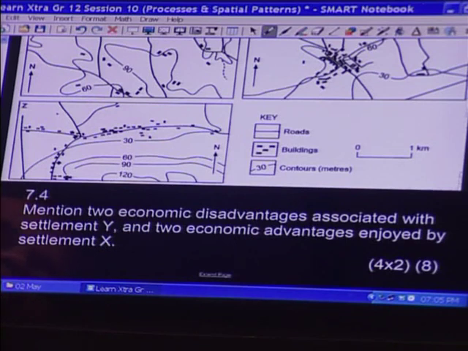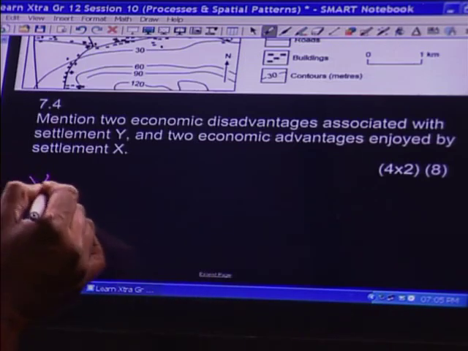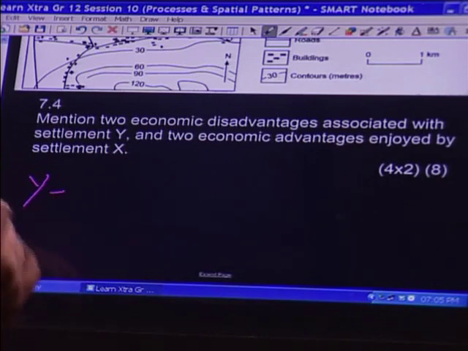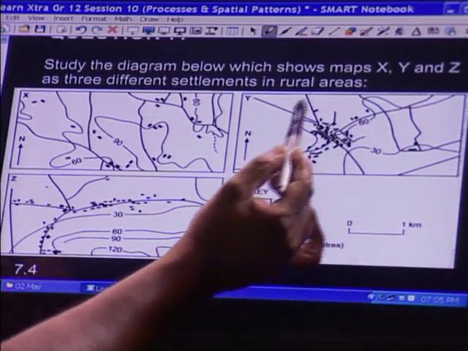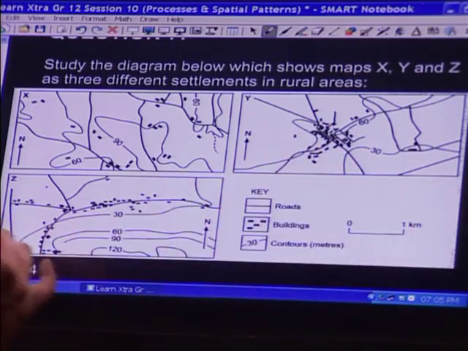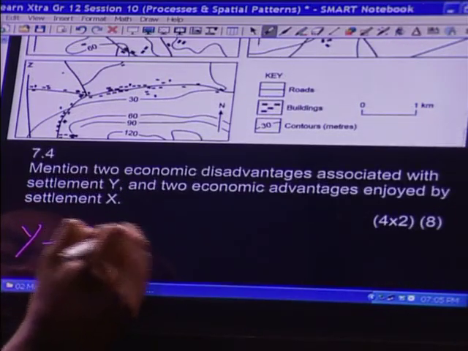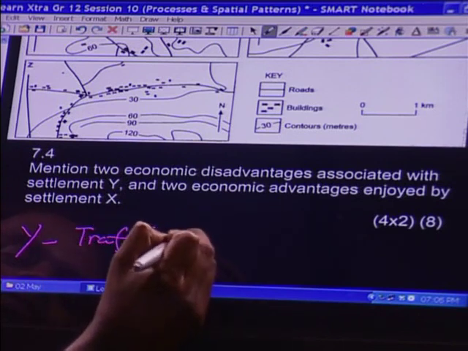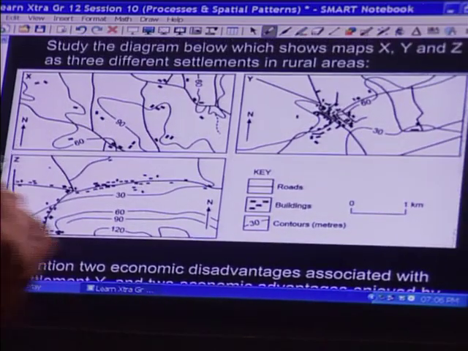Mention 2 economic disadvantages associated with settlement Y and 2 economic advantages enjoyed by settlement X. Let's start with settlement Y and look at the economic disadvantages. In settlement Y, the nucleation of this pattern results in all the roads converging together. What happens is you could have traffic congestion in such a settlement. Further economic disadvantages is development.